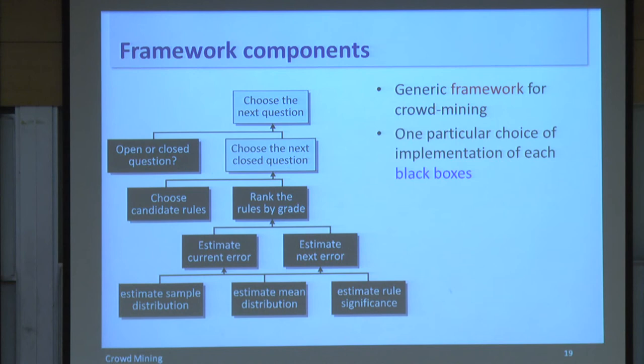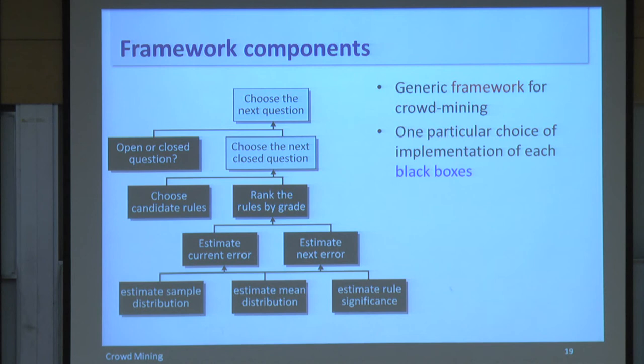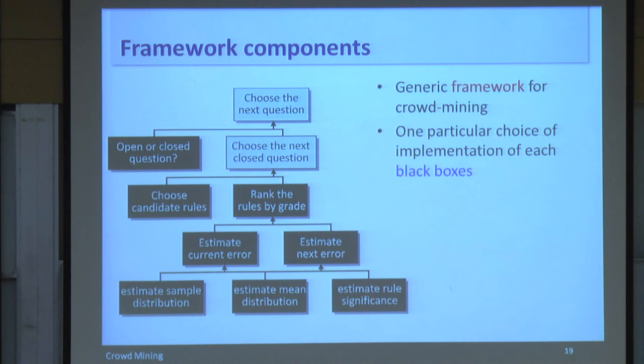Okay, but if it's a closed question, it's a specific question, I have to decide which one. Which question should I ask now? Here comes a more complicated mechanism, because first you have to look at your information and say, okay, what questions are relevant at all to ask? What are the candidate rules I should ask about? And among them, I have to estimate, are they significant already? What kind of error do I have? What can I say about the information that I have? And then pick the one that will increase my information gain as much as possible.